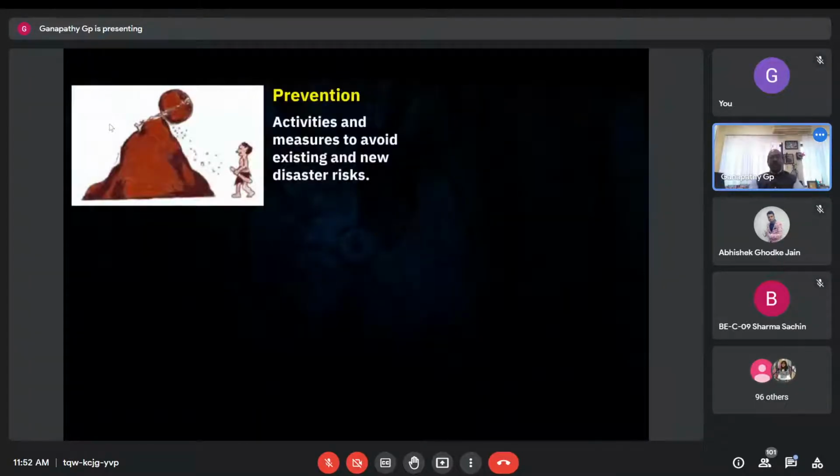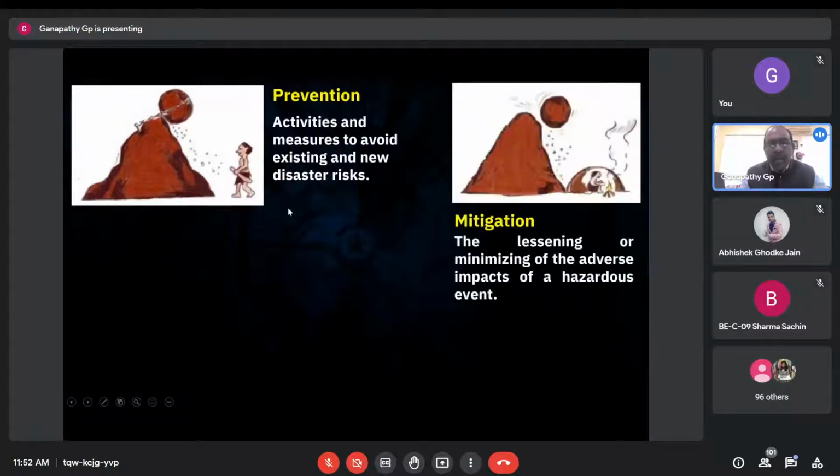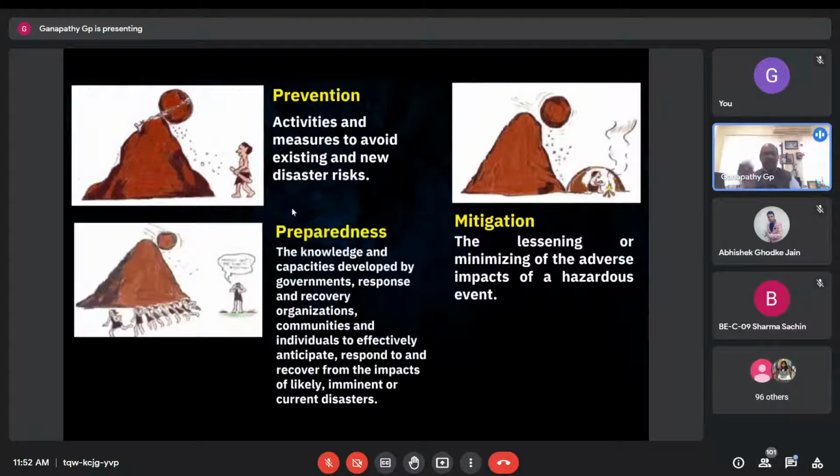And what is prevention? Prevention is nothing but stopping a hazard before it comes. For example, with a landslide or rock fall, if you have a method to stop it there, even if people are here and there is a rock, it is not going to fall. These are activities and measures to avoid existing and new disasters. And what is mitigation? You protect yourself, so even if the hazard happens, you are not going to get damaged.